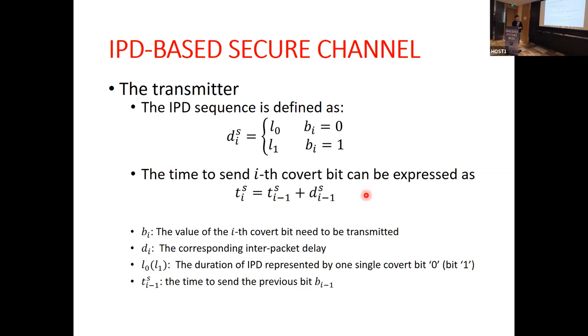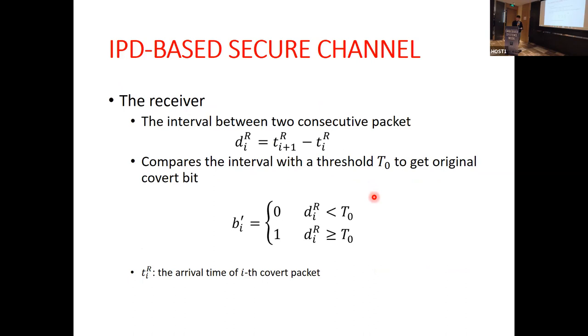And for the receiver, it extracts the interval between the arrival times of two consecutive packets and then compares the interval with the threshold to get the original covert bit.